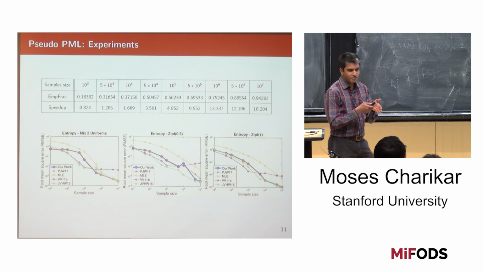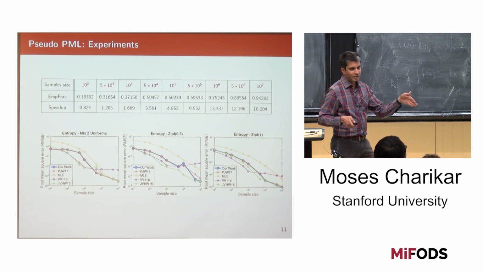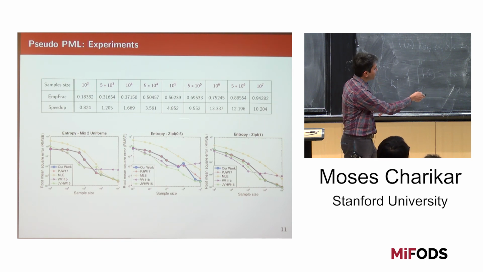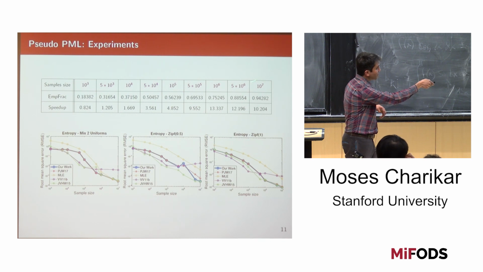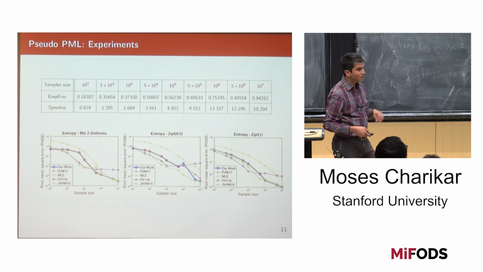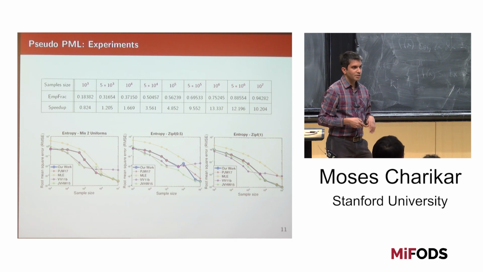For a large fraction of your frequencies, you can actually apply the empirical estimate and use that. You only have to apply PML for a very small fraction. So these are the fractions on which we had to apply the empirical estimate. When your sample sizes get very large, we actually had to apply PML on a very small fraction of the data. Okay? And our experiments show that this method works extremely well.